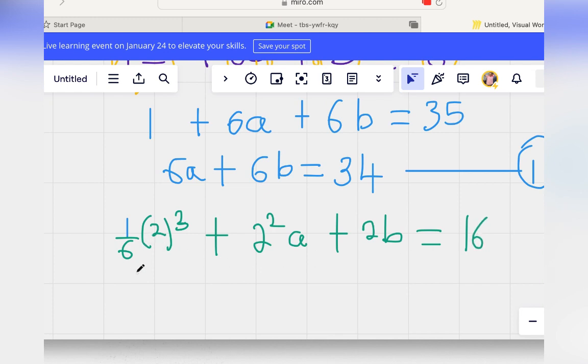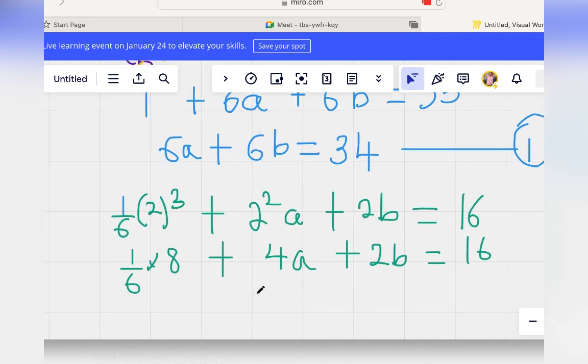Now we say 1 all over 6. If you expand this, 2 times 2 times 2, 2 in 3 places will be 8. So you say multiply by 8. Plus this will be 4a, and plus 2b, equal to 16.